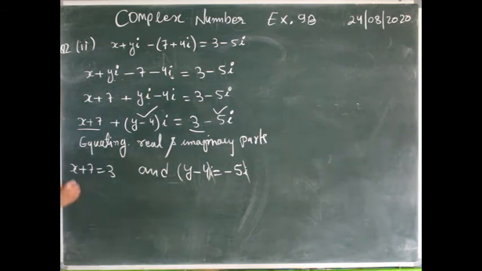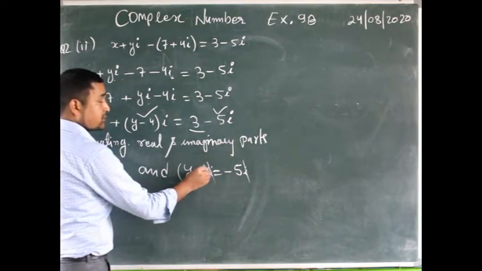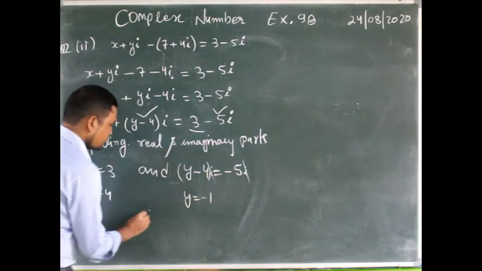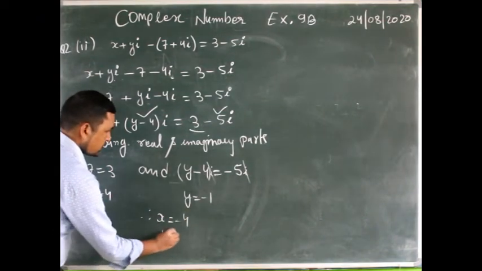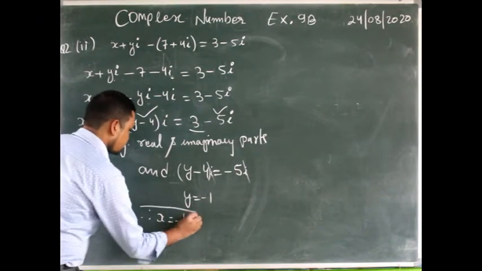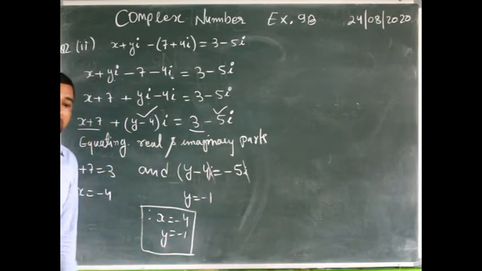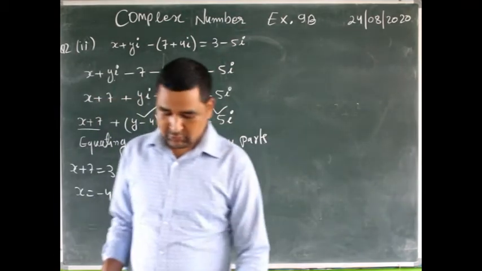Now from here, x equals how much? Take this 7 to the right side, this is minus 4. Then take this minus 4 to the right side, y equals minus 1. Therefore, x equals minus 4, y equals minus 1. This way, we have to solve the complex equation to get the real values of variables. Now let me do one more question.